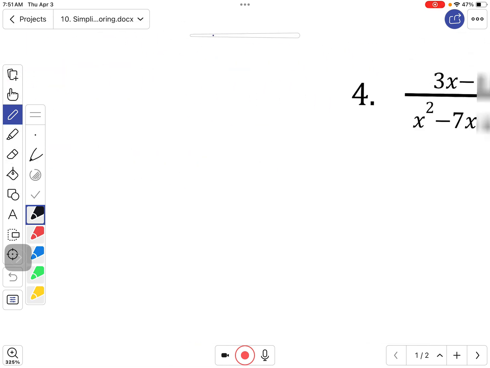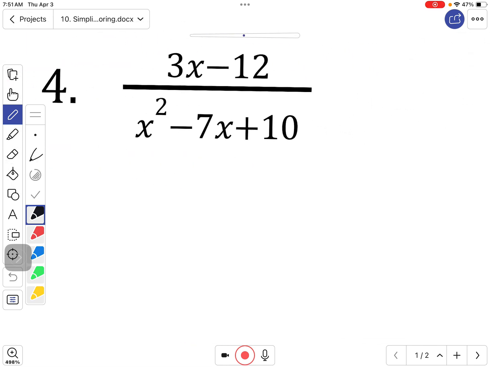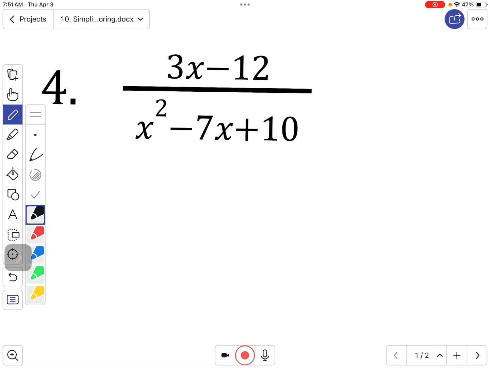Okay, let's try number 4. Okay, same thing. I'm going to look and see if there's a greatest common factor. So on the top, I have a 3 and a 12. And I can take a 3 out of both of them. So because I can take a 3 out of both of them, that 3 is going to go on the outside. 3x divided by 3 is just going to give me an x. And negative 12 divided by 3 is going to give me a negative 4.